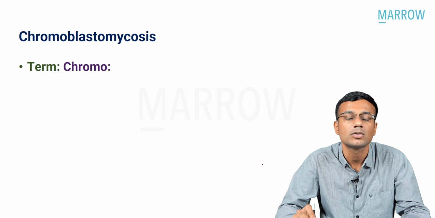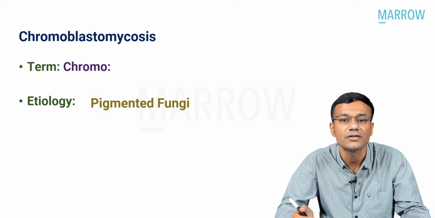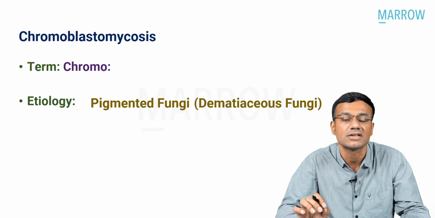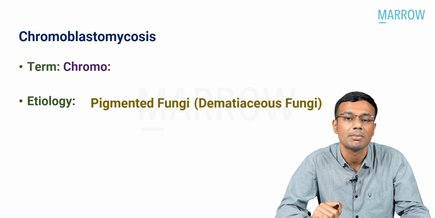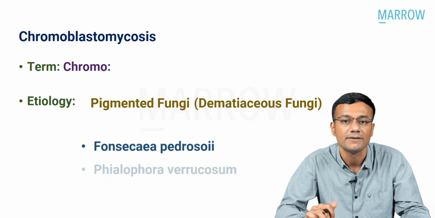So chromoblastomycosis, the word chromo means color. That means chromoblastomycosis is produced by pigmented fungi. Pigmented fungi in microbiology are also referred to as dematiaceous fungi. Two important examples to remember here are Fonsecaea pedrosoi and Phialophora verrucosa.